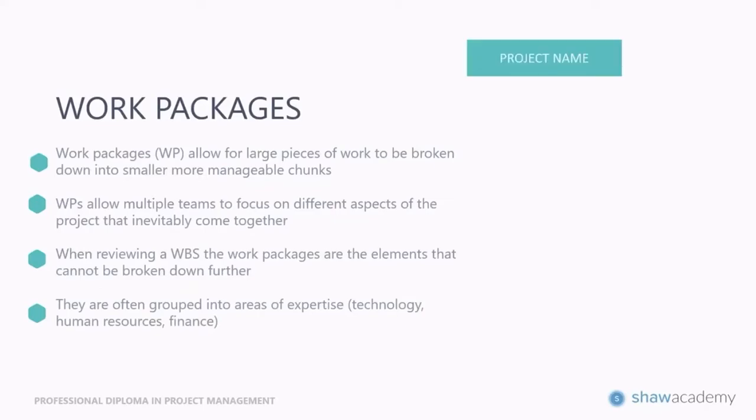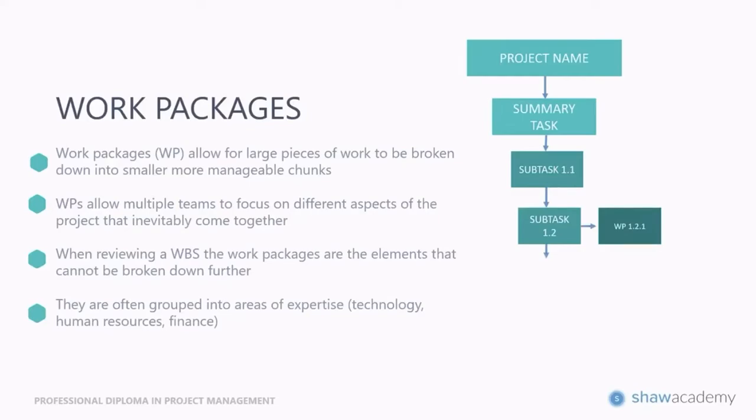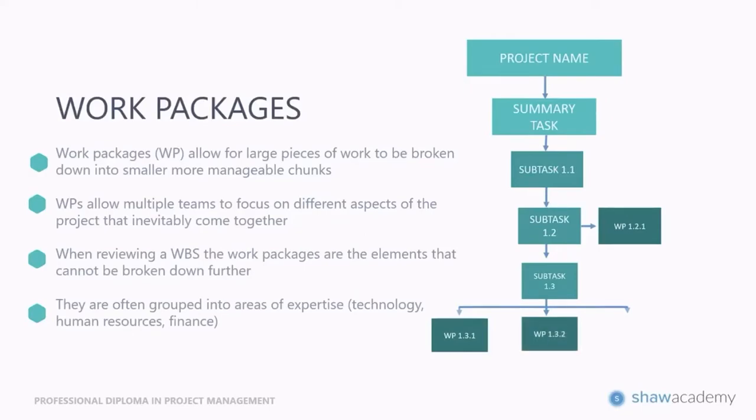Just to show you visually, here we've got our project name, our summary task, then underneath we've got our subtask 1.1, then we have subtask 1.2, then just to add a bit of interest, we've got our first work package. Now notice with the numbering how we've gone from subtask 1.2 to work package 1.2.1 because our work package belongs specifically to subtask 1.2. Then we've got our subtask 1.3, and under that we now have 3 different work packages. So the first would be work package 1.3.1, then we have 1.3.2 and 1.3.3. So we can see already that all of these work packages link directly back to subtask 1.3.